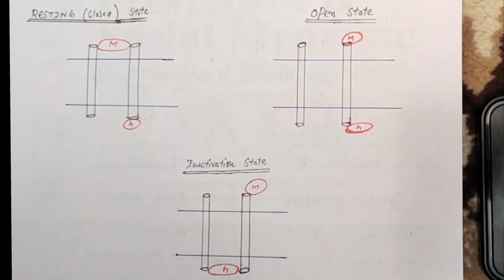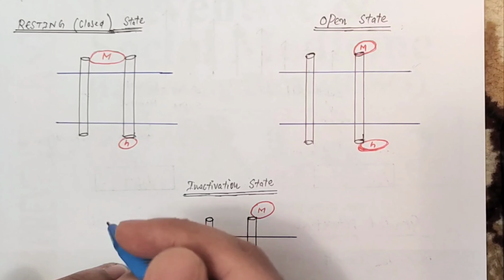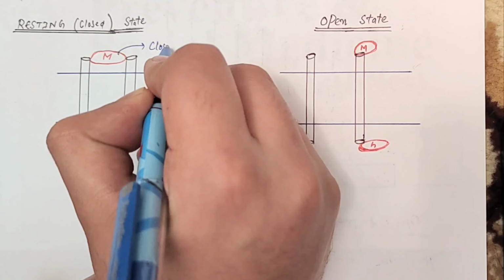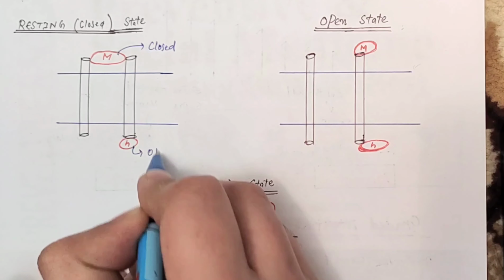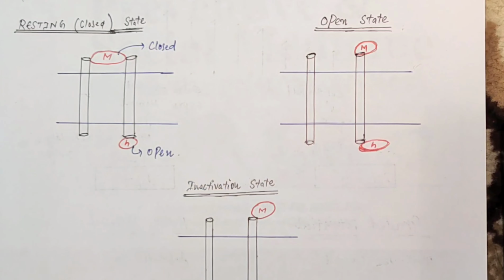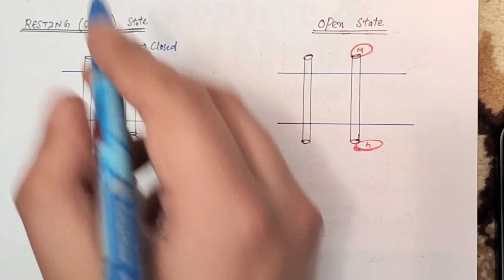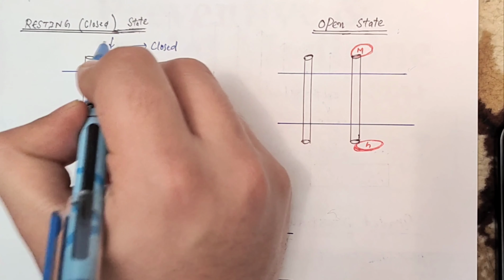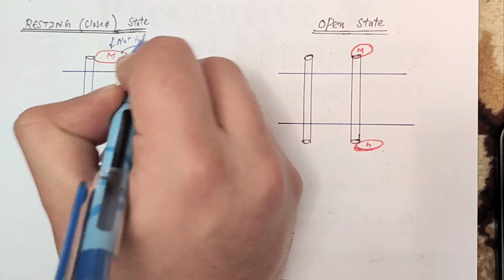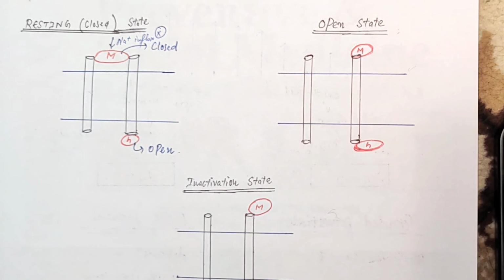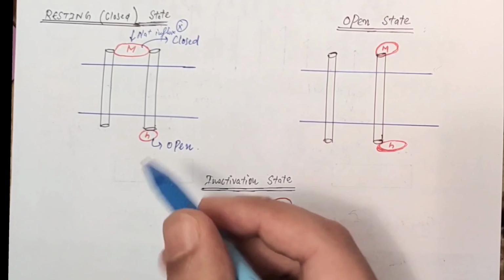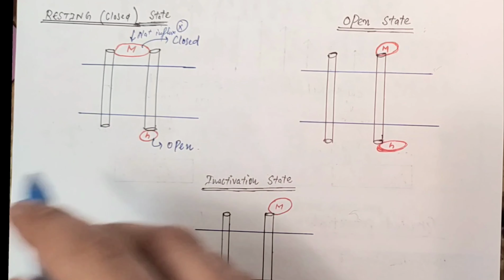We are going to see the three important states in which this channel can exist. The first one is called the resting state or the closed state. In this state, the M gate is closed and the H gate is open. Can sodium influx occur here? No, sir. Why? Because the primary gate or the M gate is closed, so any influx cannot occur here. But we have seen earlier, if we give a maximum strength stimulus in the resting state, sodium influx can occur here and generate the action potential.